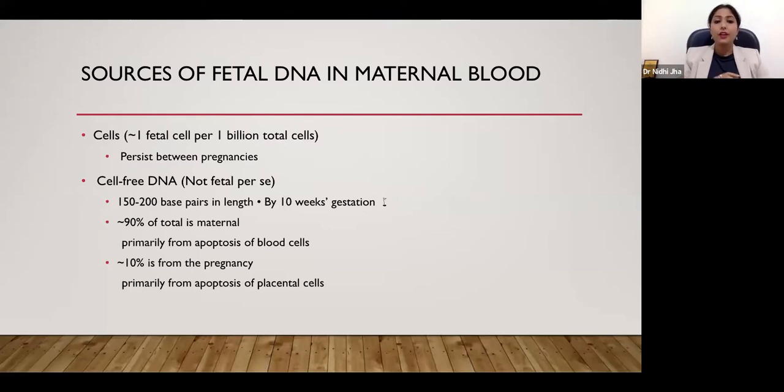Cell-free DNA, not fetal per se. Cell-free DNA can be maternal, it can be fetal. It is 150 to 200 base pairs in length by 10 weeks of gestation. 90% of the total is maternal, primarily. And where does it come from? It comes primarily from apoptosis of blood cells. 10% is from the pregnancy, primarily from apoptosis of placental cells.